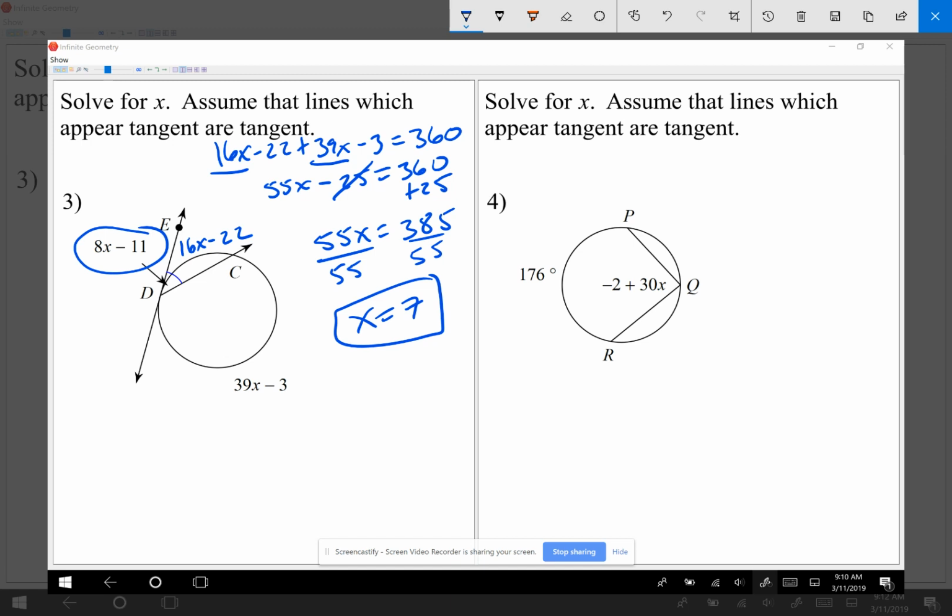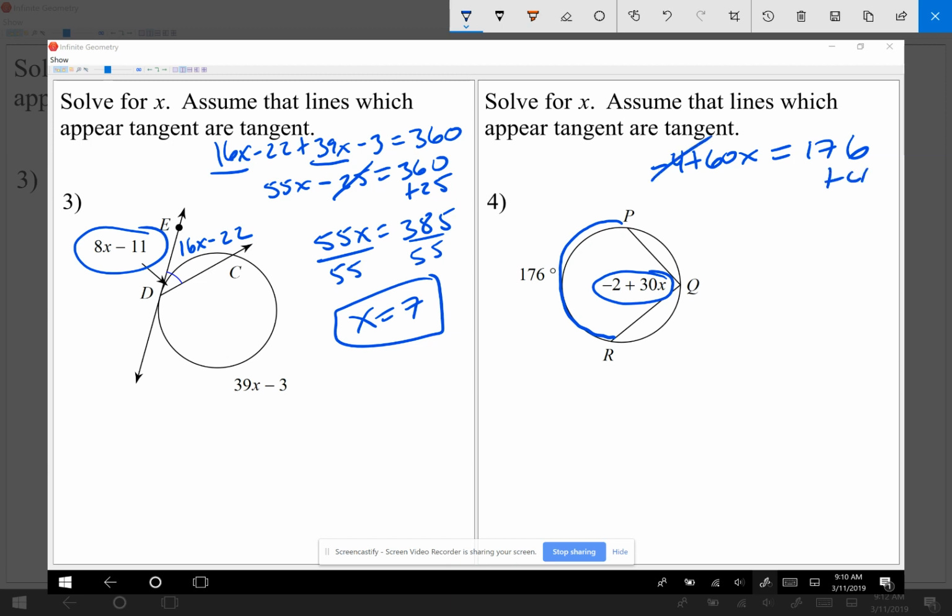Looking at question number 4, I'm going to start with the angle times 2. So that is negative 4 plus 60x. I notice that that angle creates this arc. So I'm just going to go negative 4 plus 60x equals 176. I'm letting them equal each other because that angle creates that arc. Question number 3, the angle did not create the arc that said 39x minus 3. But in question number 4, the angle does create this arc. So I'm just going to let them equal each other. The rest is just algebra.